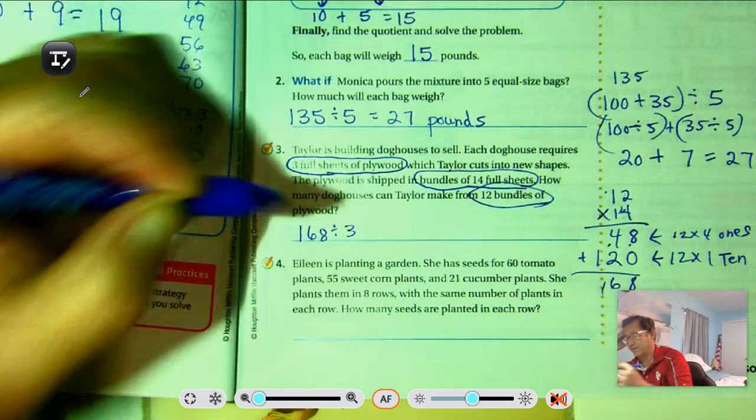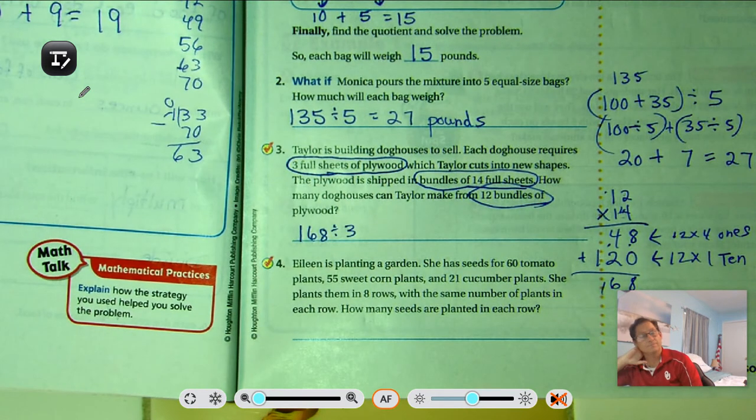sheets of plywood, divided by 3. All right, so how many multiples of 10 do we want to multiply by 3 to get close to 168? Well, 3 times 10 is 30. That's not very close. 3 times 20, that's 60. 3 times 30 is 90. 3 times 40 is 120. 3 times 50 is 150. 3 times 60 is 180. Okay, so 3 times 60 is too much, but 3 times 50 works.